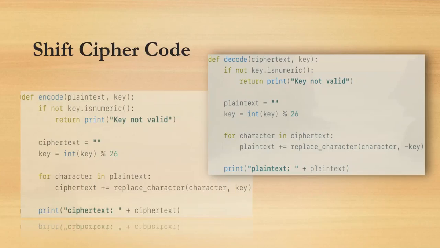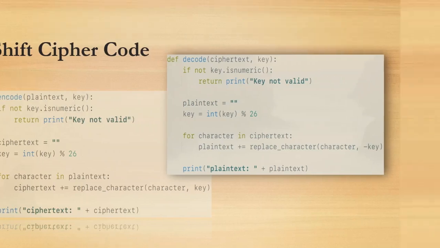And for the decode part, the same: the plain text will be empty if the key is not numeric, and we will find the key by dividing by 26, and finally the plain text will be revealed. But for the decode part, we will use a negative key instead of the positive one.